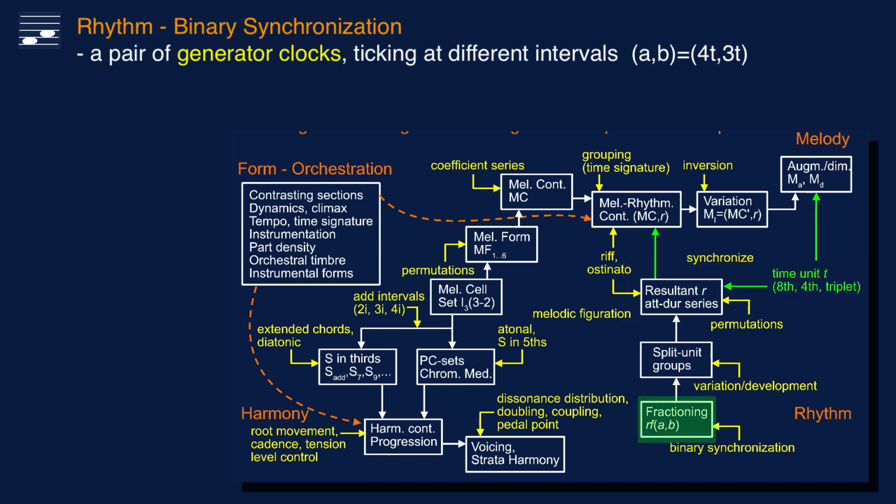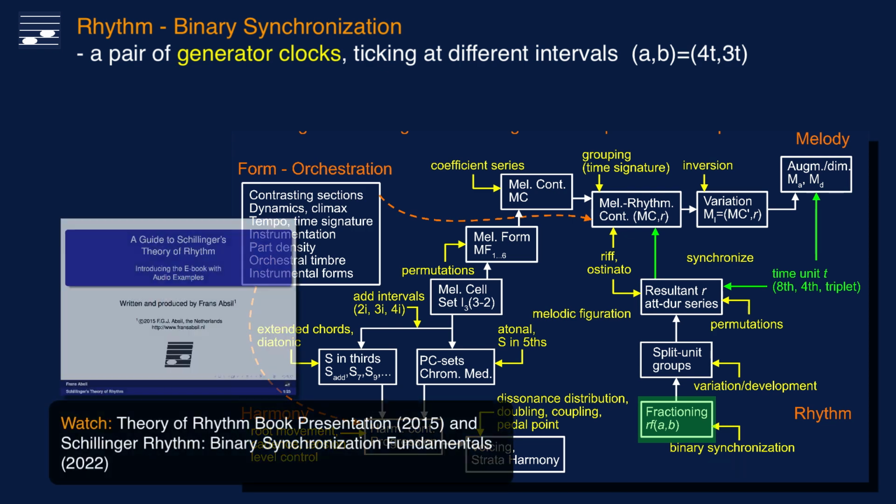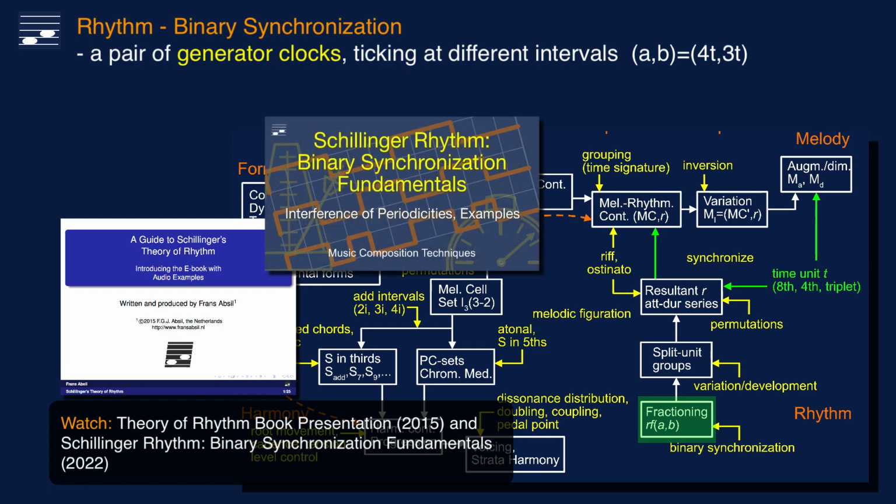We'll use a typical Schillinger rhythm, obtained through a rhythm generation process called binary synchronization, where 2 clocks ticking at different time unit intervals are triggered simultaneously and will yield a combination rhythm. The mathematical operation is called fractioning and is discussed at great length in my e-book on Schillinger rhythms.